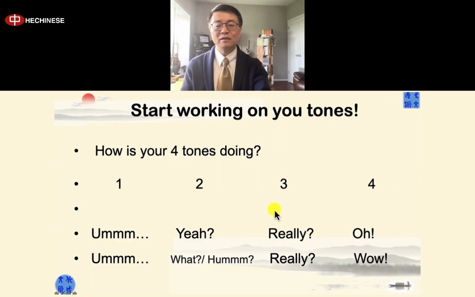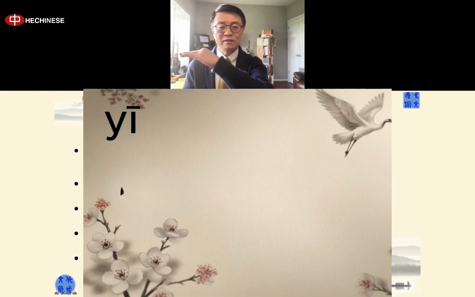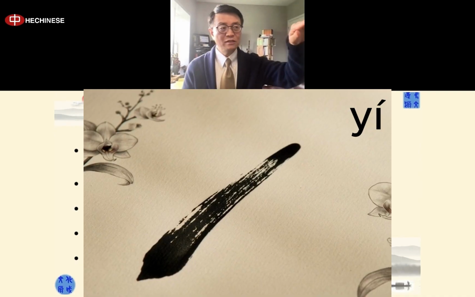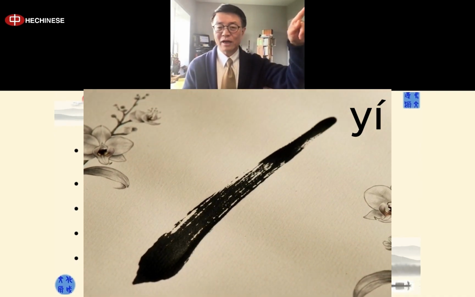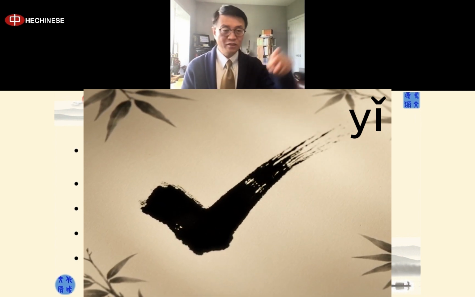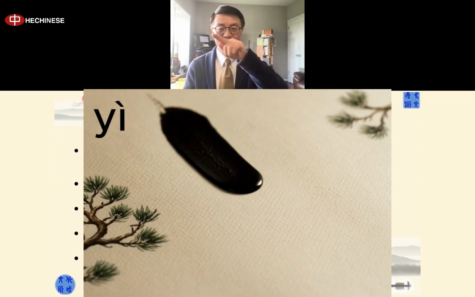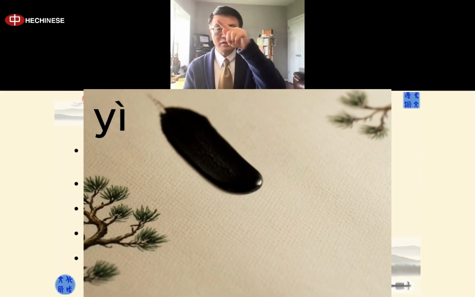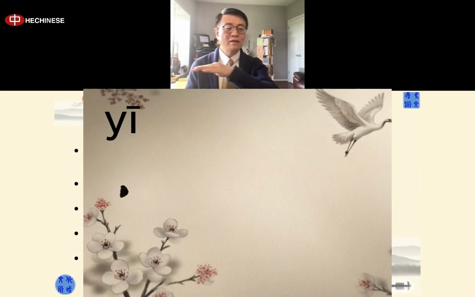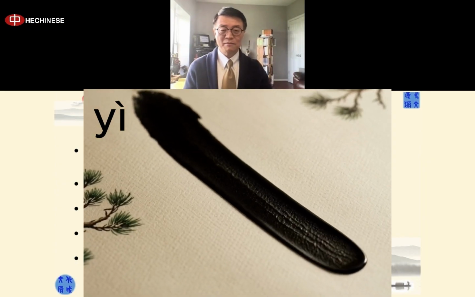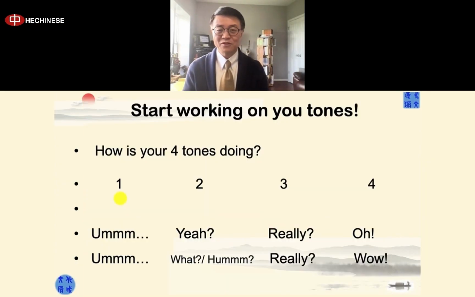Okay, it's easy. Let's take Yi as an example. First tone, flat. Second tone, going up, right? Third tone, turning. Right? Fourth tone, going down. You see the tone from top to bottom. Again. You get it? Still hard, huh?